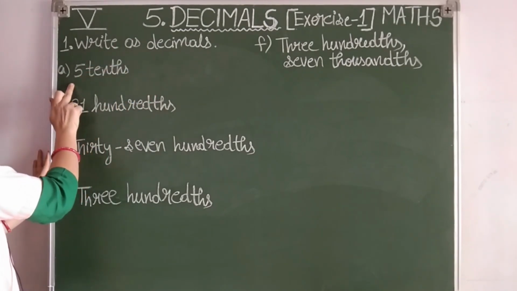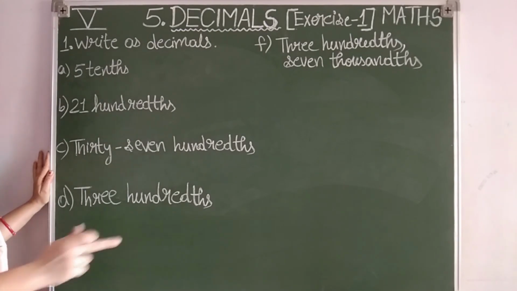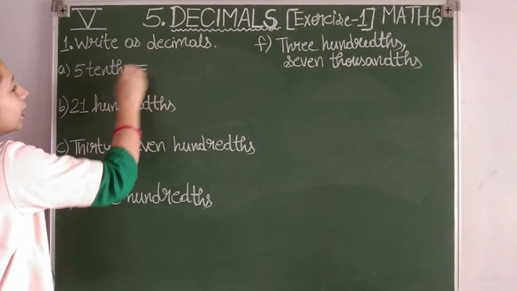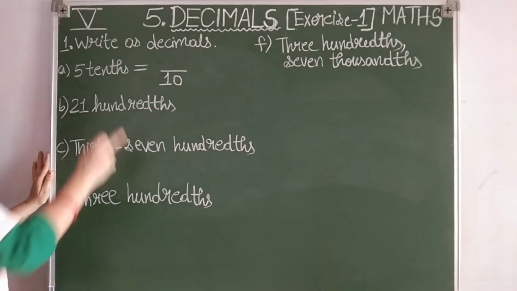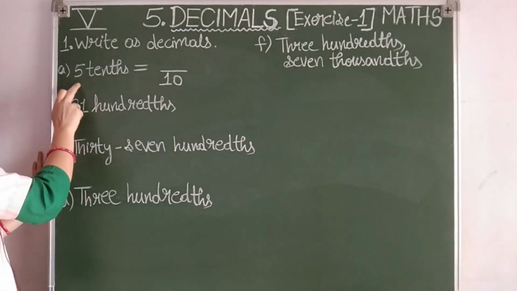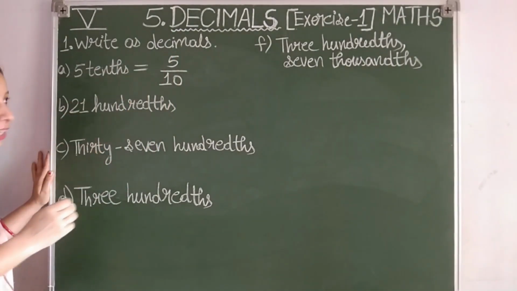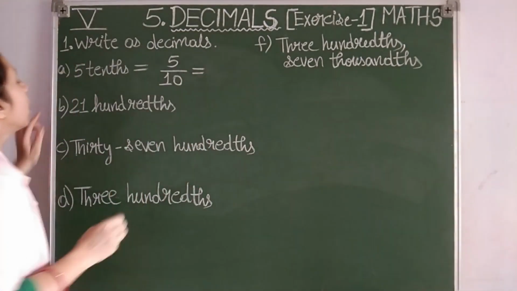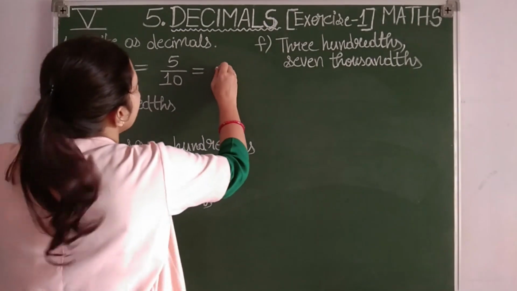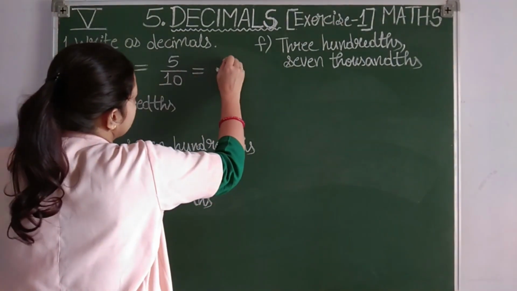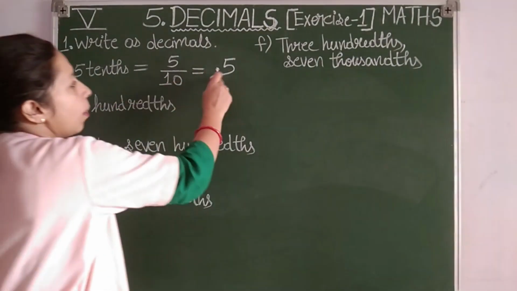What is written in the first point? 5 tenths. So you know that if it is tenths, that means upon 10, isn't it? Then which number is in the tenths place? 5. So you are going to write it as 5 by 10. Now this is a decimal fraction. Now how to write in decimal? What is the place value of 5? It is tenths, and you know that just after the point the first digit has the place value as tenths. So 5 tenths is written as 0.5.